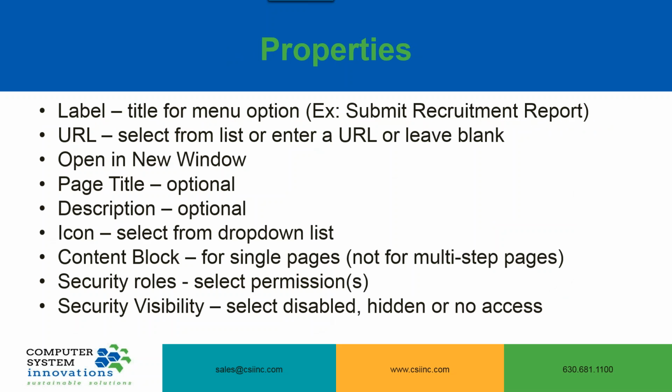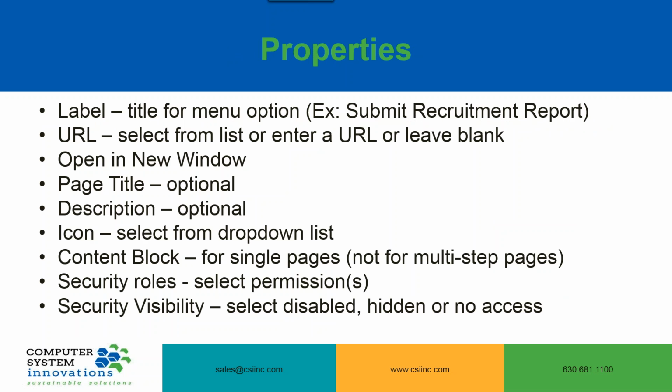When you add or edit a sitemap node, you will have several options on the Properties tab to select. Of course, you need to give the node a label that the user will see. It needs to be descriptive enough to identify what the node will do, like submit ICE form or submit recruitment report.